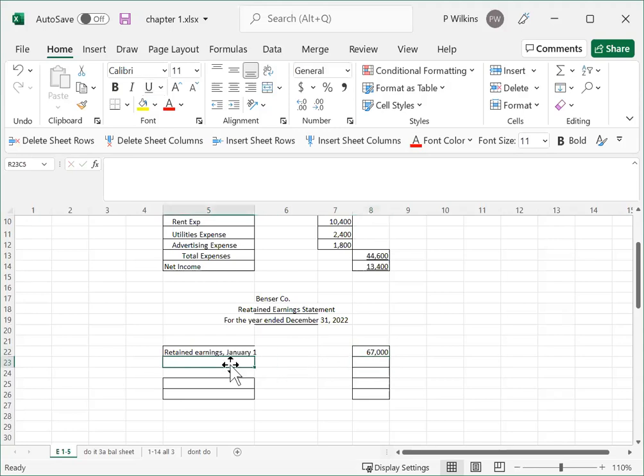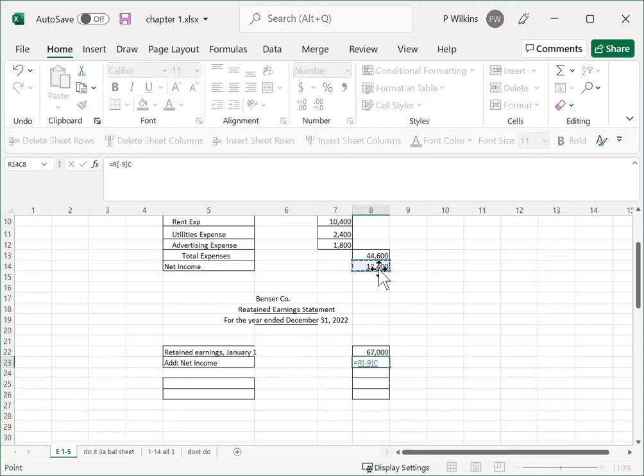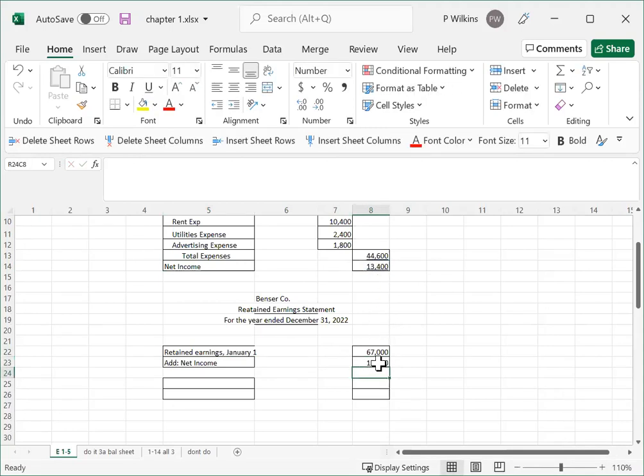The next step in the process is you add the net income, and you actually do the word add, net income as the title. And then you're going to pull the net income from above. You just did the financial statement, right? So you're going to pull that $13,400 down to your retained earnings statement. So now you've got the retained earnings, $67,000. You're going to add the net income of $13,400. That's going to give you $80,400. That does not have a title to it or anything. It's just kind of like a subtotal number.